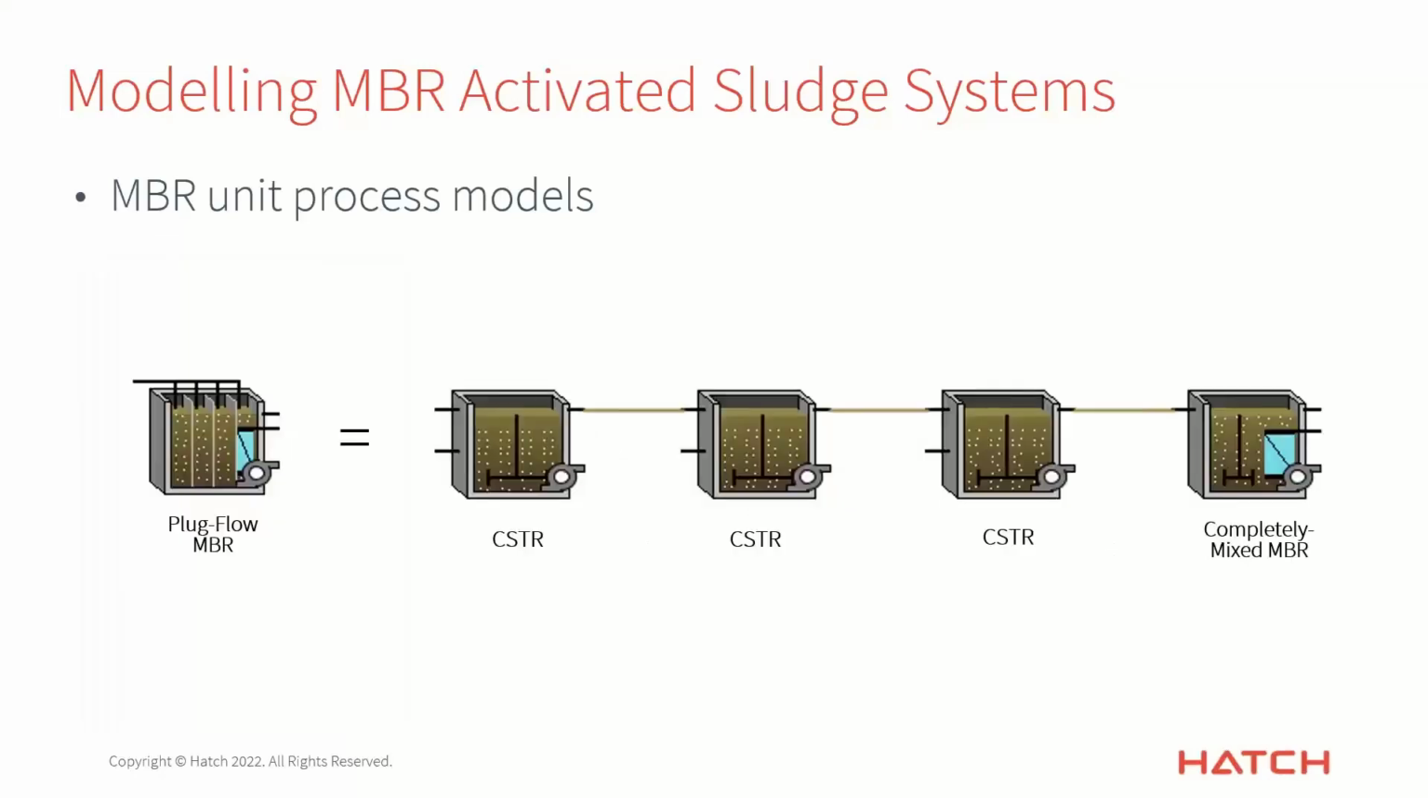Now, just to be clear, the plug flow MBR is very much like any of our other plug flow objects. It is essentially a number of completely mixed tanks in series. In this case, the very last one will, by definition, be a completely mixed tank with a membrane in it. So it is essentially the same situation as with conventional activated sludge, where you can drop a whole bunch of CSTRs on your drawing board and hook them together, or you can combine all of that together into one particular unit.